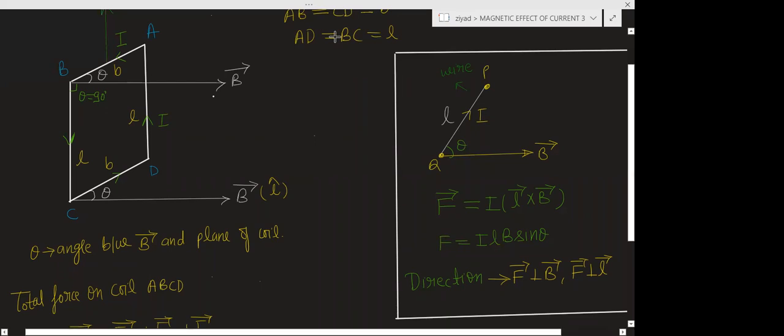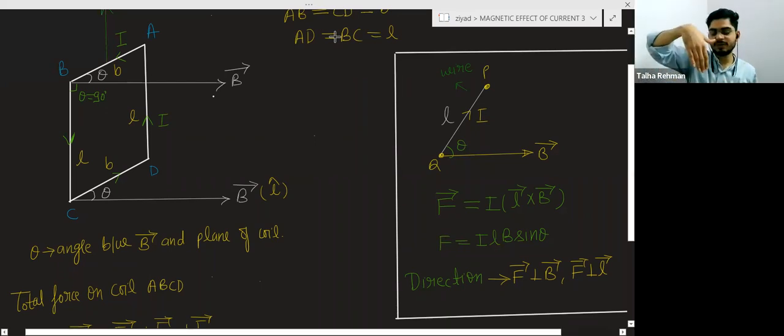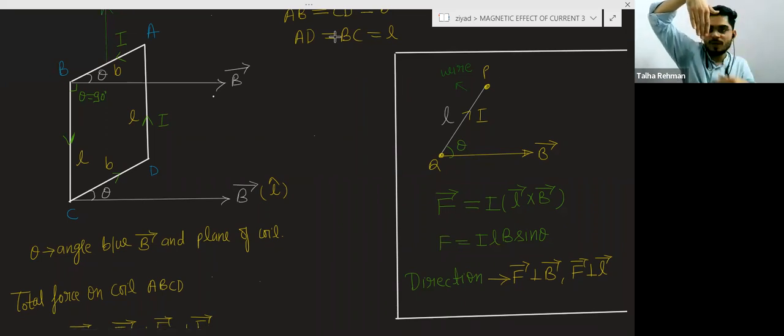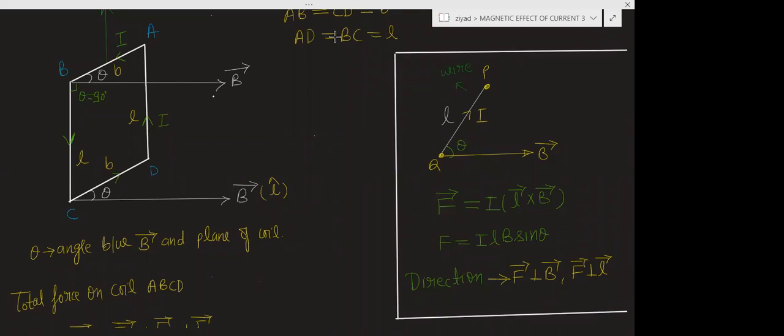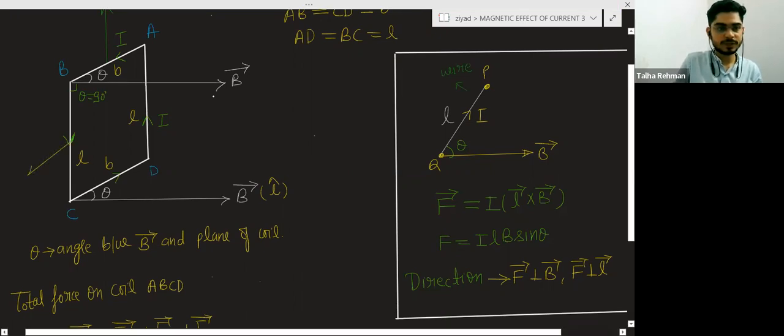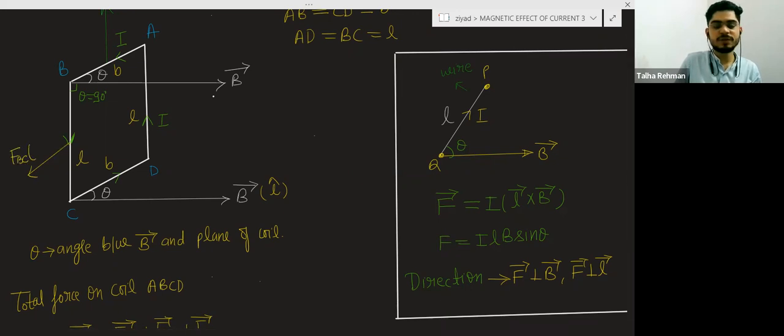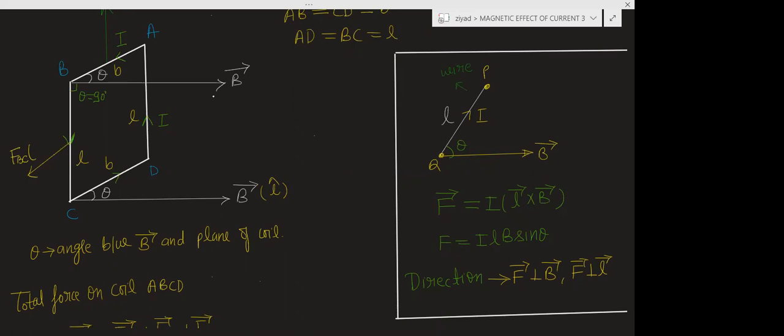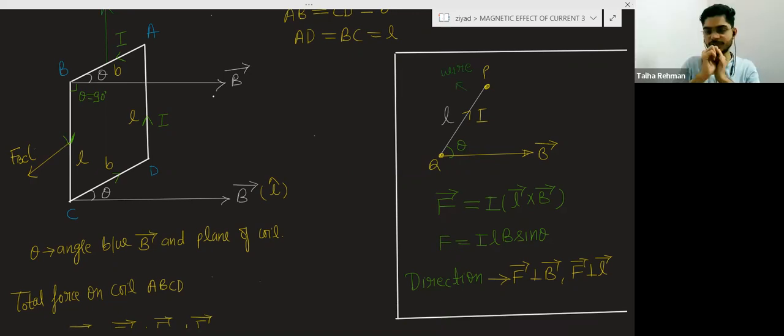The plane of the coil is like this, at some angle with the magnetic field. Point your fingers along the direction of the current and curl towards the magnetic field like this. You will get your thumb towards you, meaning outwards. So this is the direction you will get for F_BC. Will F_BC be along positive j cap or negative j cap? This is towards the outward direction, so positive j cap.